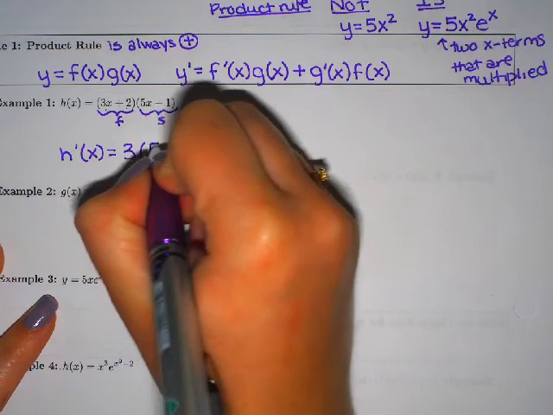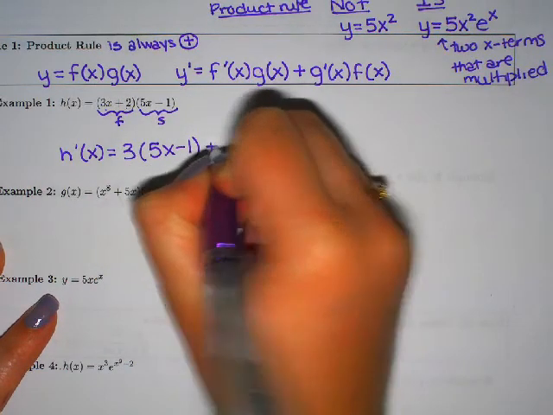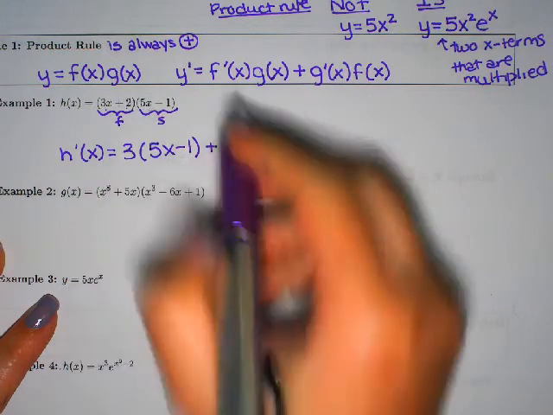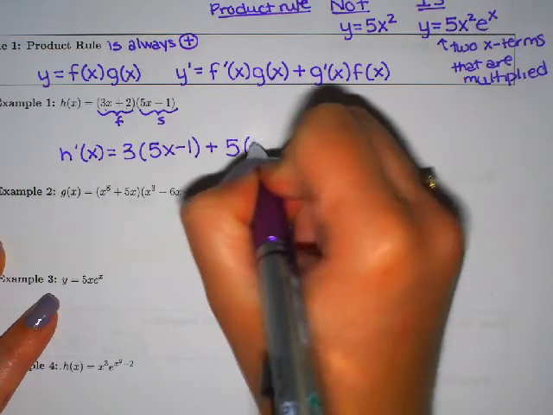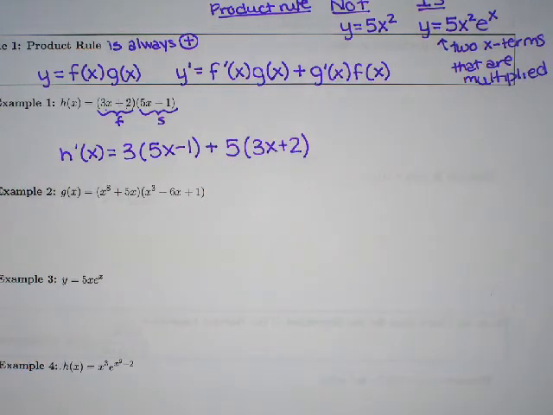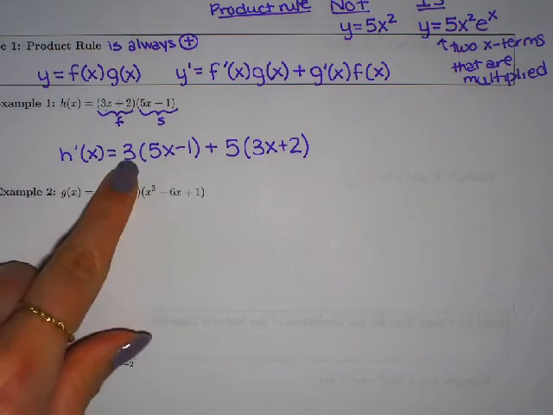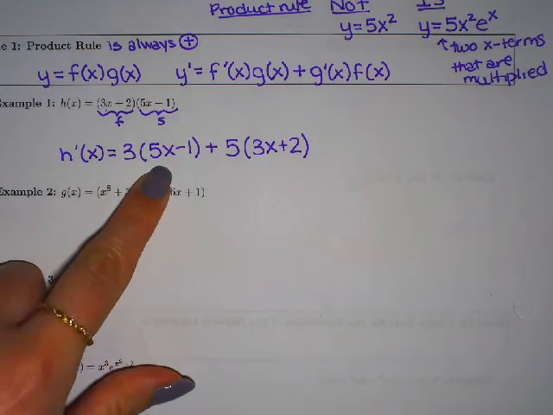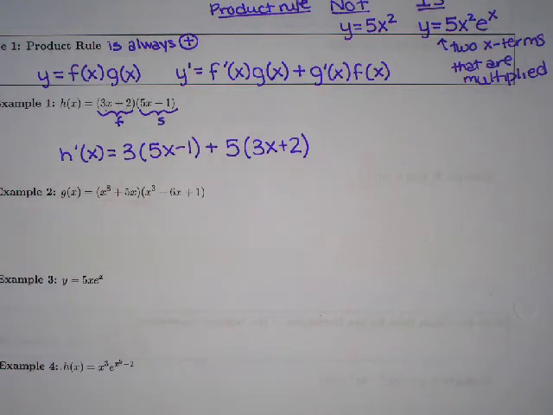Derivative of the first, original second, 5x minus 1. Product is always plus. Now do the derivative of the second term. 5x minus 1 has a derivative of just 5 times the original first is 3x plus 2. This is one where you could have used algebra to multiply these out, combine like terms, and then take the derivative. It would have taken a lot longer, but you could have gotten to the same place. The product rule is going to be a nice shortcut. Derivative of the first, original second, plus derivative of the second times the original first.